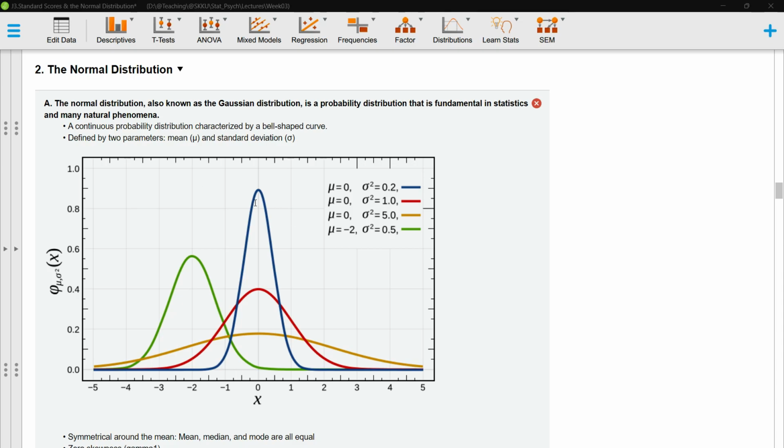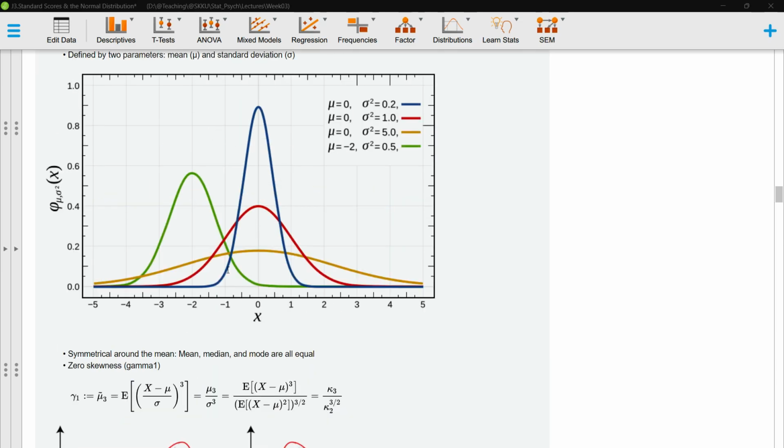So here are examples of four different normal distributions with different values of the mean or the standard deviation. These three have the same mean value, but different dispersion measures, right? And then this one, the green one, has shifted from 0 to -2 for the center location, and it has 0.5 for the variance. So all of these distributions are variations of the normal distribution.